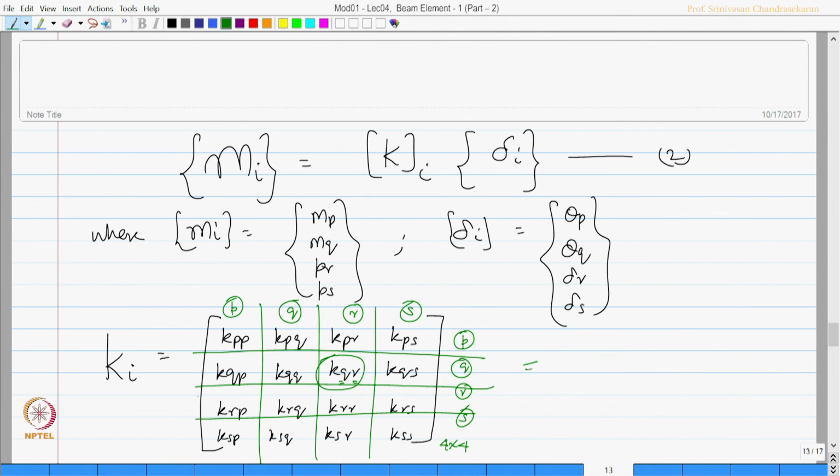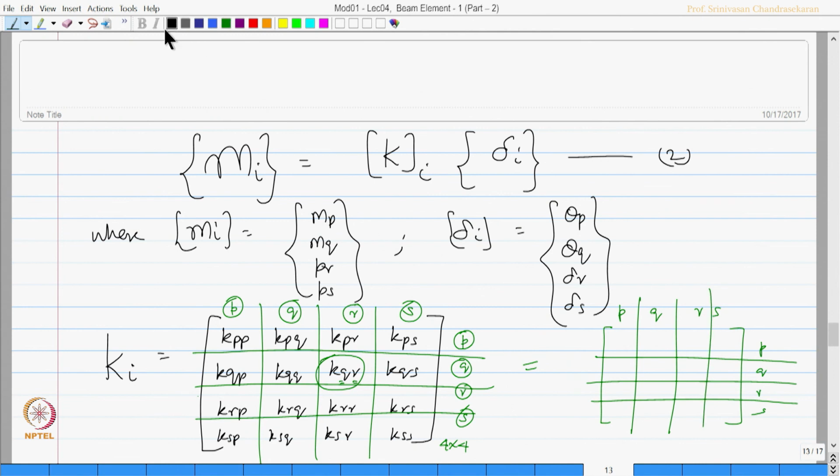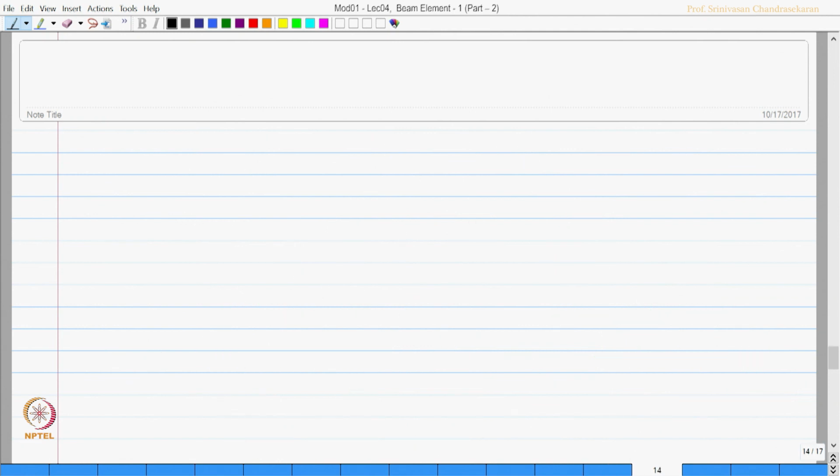So, I can easily reproduce this matrix. I can rewrite this matrix in a very simple form, simply saying P, Q, R, S, P, Q, R, S. If you want to write down this element, this element will be actually K, row first and column next. So, now this equation we derived is a fundamental expression for a beam element. Our job is to now find out what would be these stiffness coefficients by giving unit displacement at the respective degrees of freedom. So, friends, let us look at the summary of this lecture.